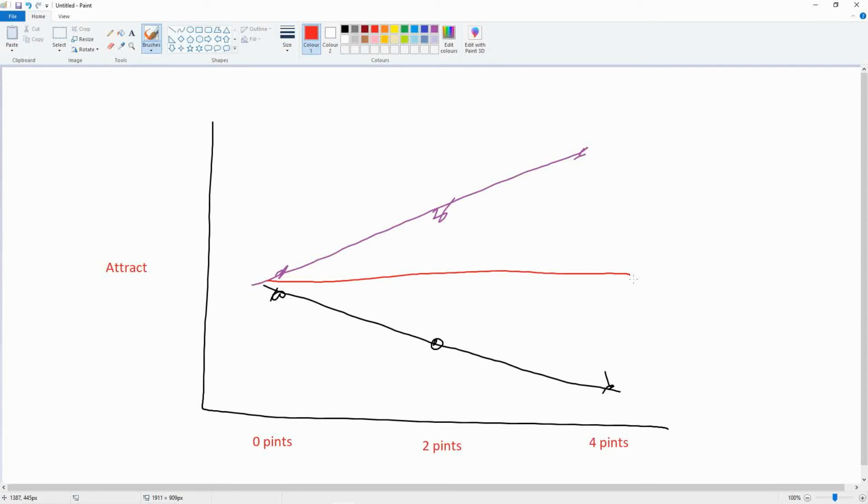And sure, at 0 pints, so at this point here, that red line does kind of represent what's going on. The main effect does represent 0 pints. But at 2 pints, the main effect isn't close to either of them, and it just gets worse as the story goes on. So with an interaction, there is the chance that you'll have issues like this. This isn't always the case.